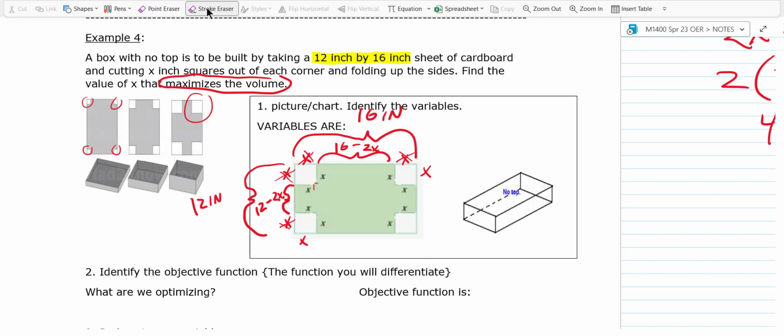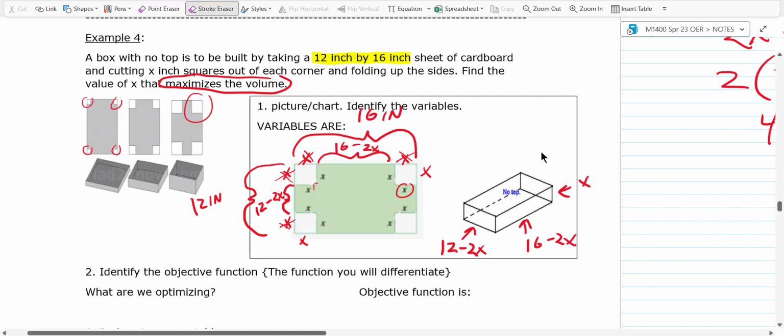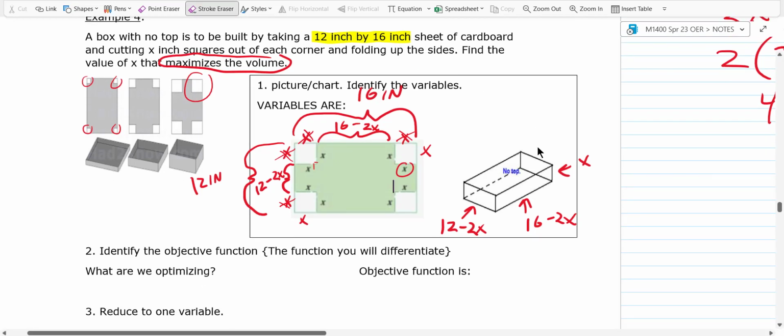So in this diagram here, in this box that I drew, label it like this. The longer side is going to be 16 minus 2x. The shorter side is going to be 12 minus 2x. What's the height going to be? How tall is that going to be? X, exactly. There you go. It's got to be x because that's what you folded up. You chopped off x, and this becomes the height when you fold it up. So that's the setup of the problem, and the variable is just the dimension of the squares you cut out.